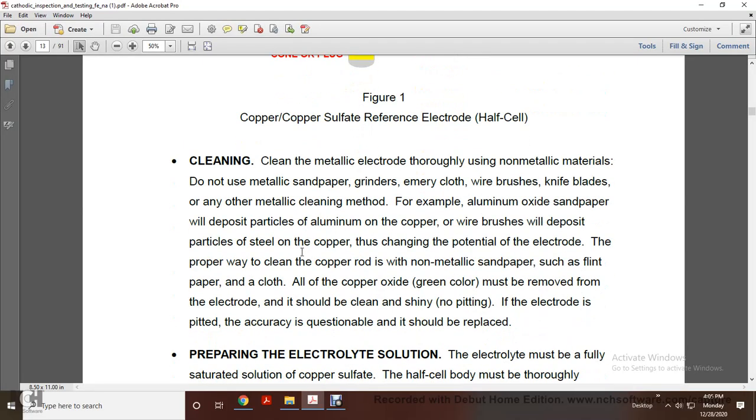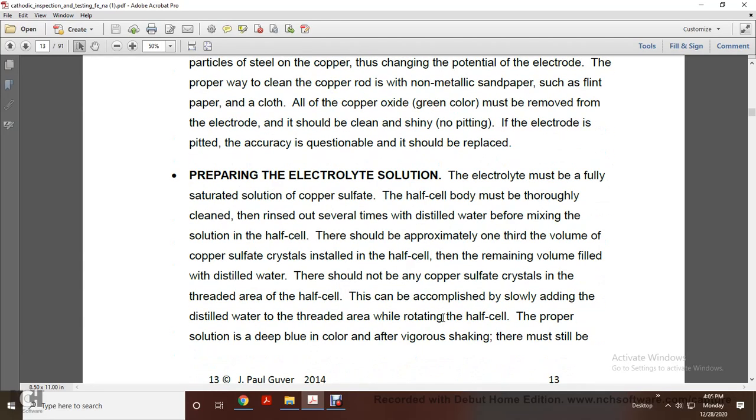Cleaning. Clean the metallic electrode thoroughly with non-metallic materials. Do not use metallic sandpaper, grinders, emery cloth, wire brushes, knife blades, or any other metallic cleaning method. For example, aluminum oxide sandpaper can deposit aluminum particles on the copper, and a wire brush can deposit steel particles on the copper, changing the potential of the electrode. The proper way to clean a copper electrode is with non-metallic sandpaper. All copper oxide green color must be removed from the electrode, leaving it shiny with no pitting. If the electrode is pitted, it should be replaced.